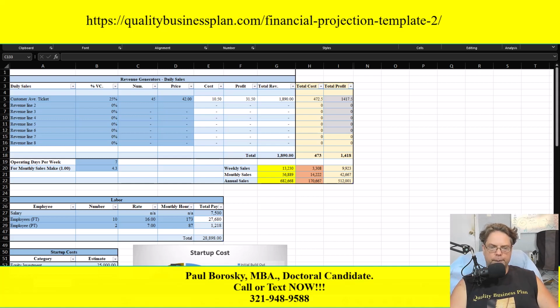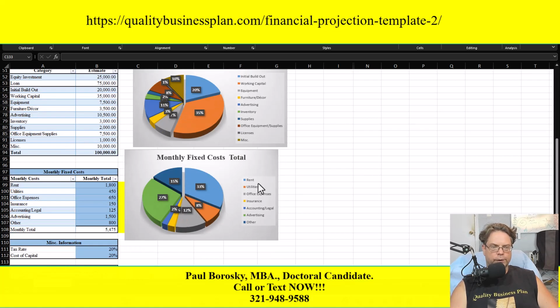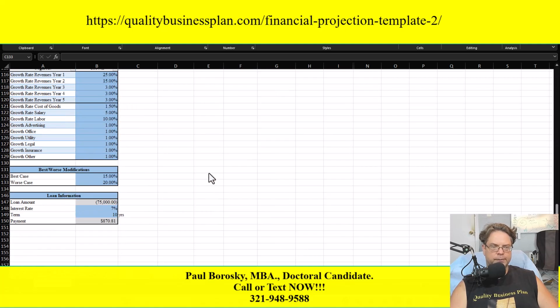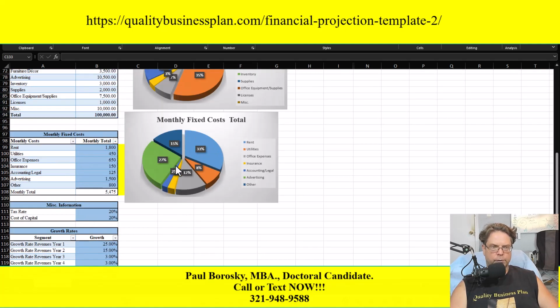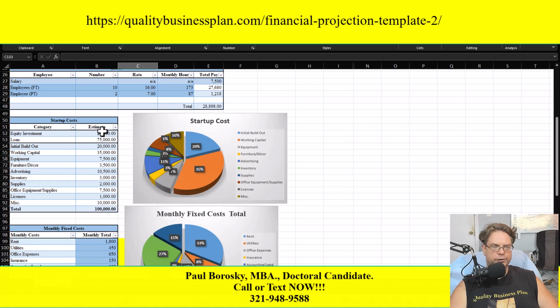But once you open up that model, or however you're going to calculate your loan payments, what you should have is a section that's going to specifically identify what your loan is going to be for your business, whether it's a startup or an existing business. For this particular scenario, I'm saying that we're going to have a loan of $75,000.